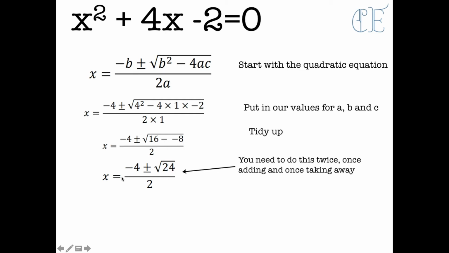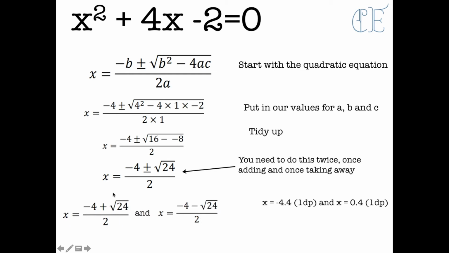Now you'd have to do this twice because you need one for adding and one for taking away. So in your calculators you would do minus 4 plus the square root of 24, divided by 2 to give you an answer, and then you would write that answer down, and after that you would start again doing minus 4 take away the square root of 24 over 2. You would end up with 2 separate answers. So here's your first calculation with the plus, here's your second calculation with the minus, here's your first answer with the plus, so minus 4.4, and here's your second answer with the minus of 0.4. So you've found where the line, or the quadratic graph, would hit the x-axis.